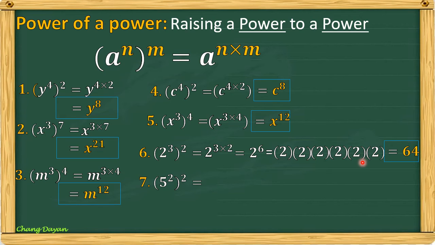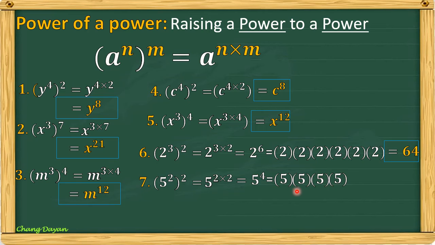Number 7. 5 square, open and close parenthesis, square. Let us multiply the exponent inside the parenthesis by the exponent outside the parenthesis. So, 5 raised to 2 times 2. So, we have 5 raised to 4. Again, it's not 5 times 4, which will give you 20. 5 raised to 4, multiply 5 4 times itself. So, it has 5 times 5 times 5 times 5.